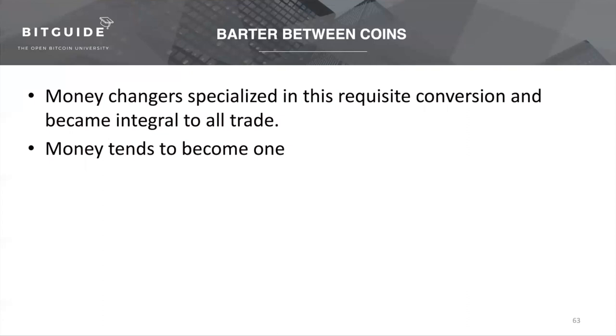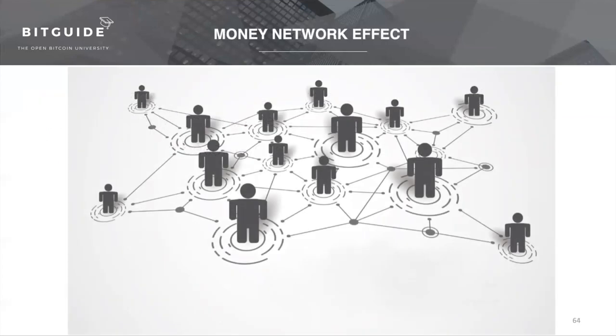So over time, people realized that instead of going to these money changers and spending some money there to convert my money to this other type of money, why don't we use the same money? And this goes back to the idea of money being a network, in fact. So all the people who are using a form of money form one network, and there could be other people using other forms of money forming other networks. But the important thing is the bigger network becomes more and more valuable compared to the smaller network.